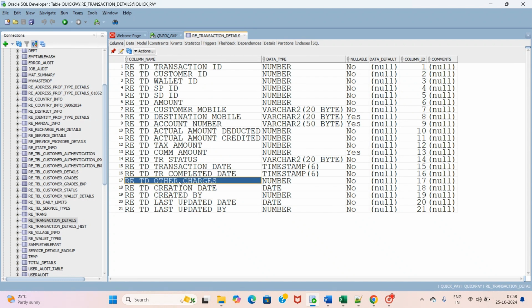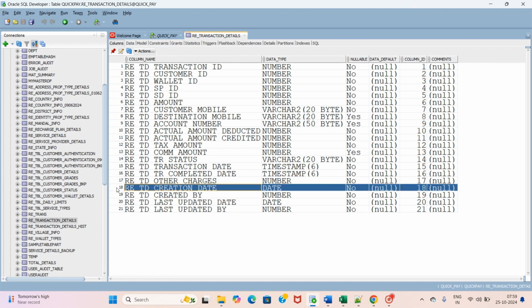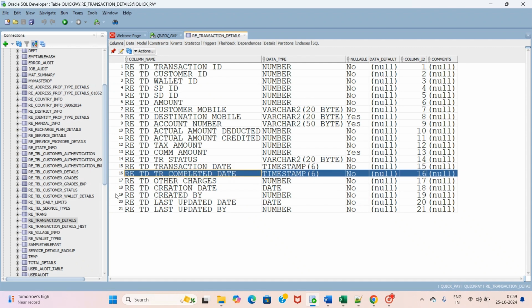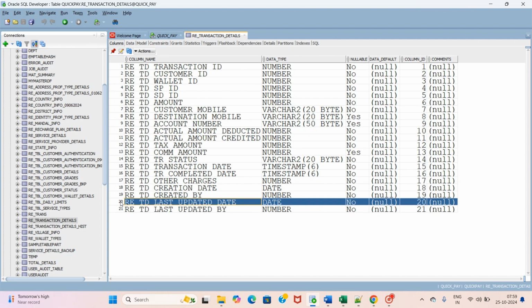The next is other charges. If tax and more charges are there, all those charges will be coming into other charges. And the transaction created date, transaction created by, these two columns are optional columns. Sometimes transaction created date and transaction date are both the same, but transaction completed date and the last updated date are not the same.